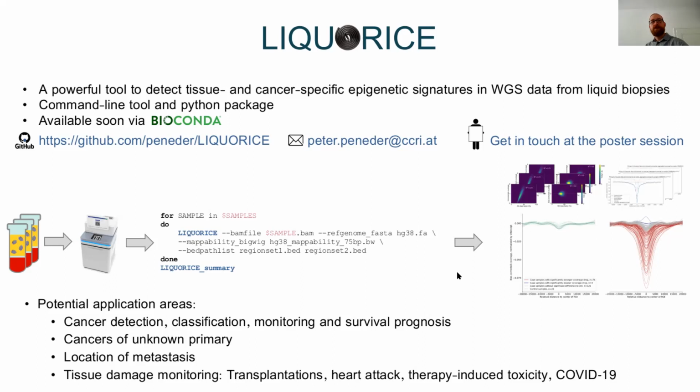Potential application areas of LIQUORICE include cancer detection, classification, monitoring, and survival prognosis, as you've seen before. It could also be interesting to apply it to identify cancers of unknown primary or to locate metastasis. And it could also be useful for tissue damage monitoring, for example, after transplantations, heart attacks, or to detect therapy-induced toxicity or to study tissue damage due to COVID-19, for example.